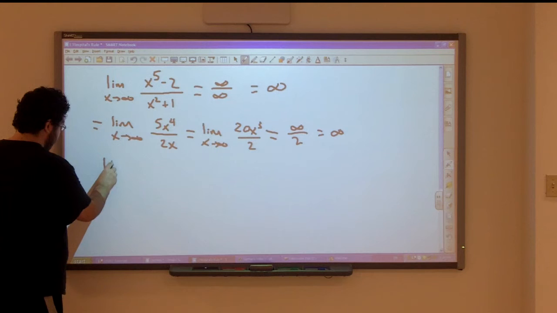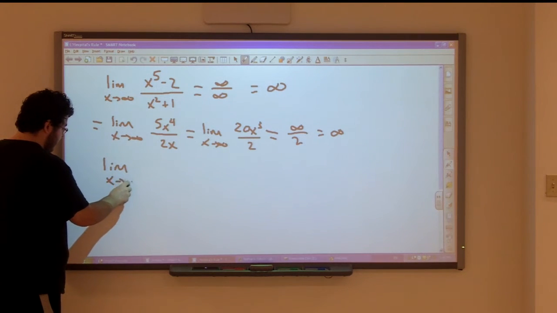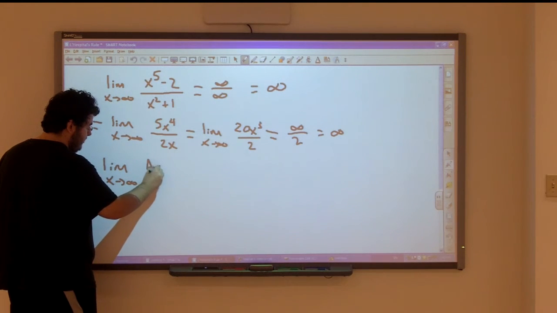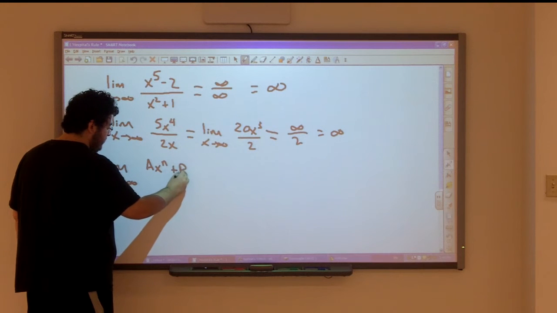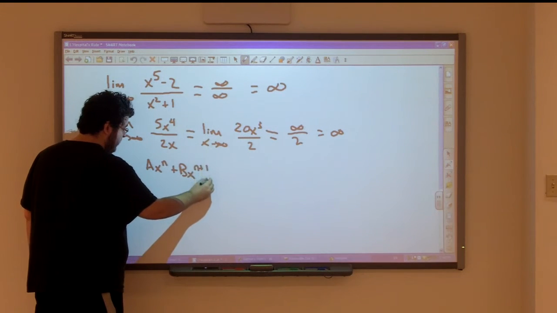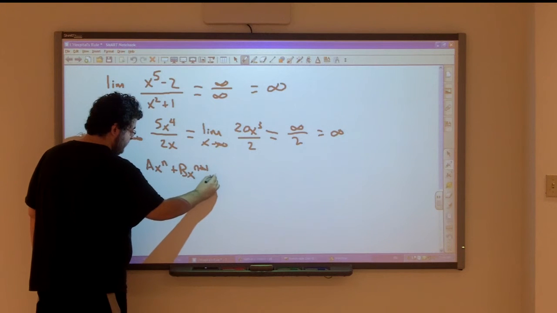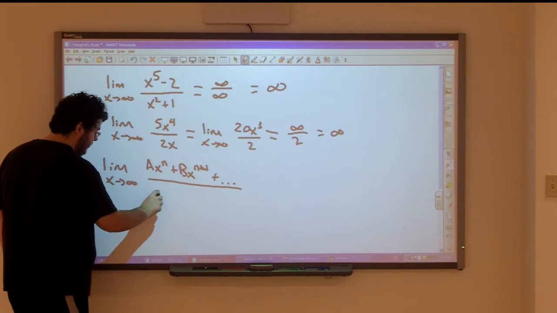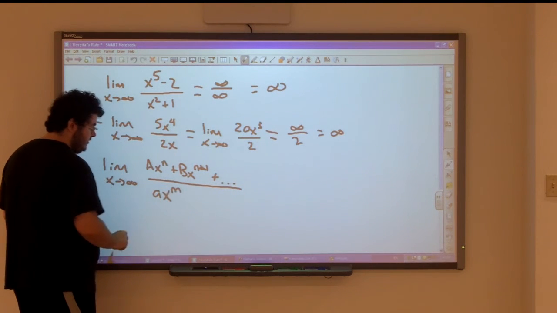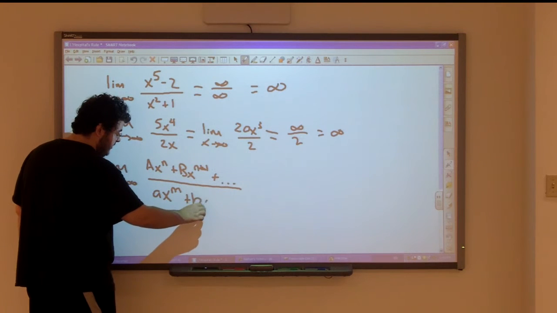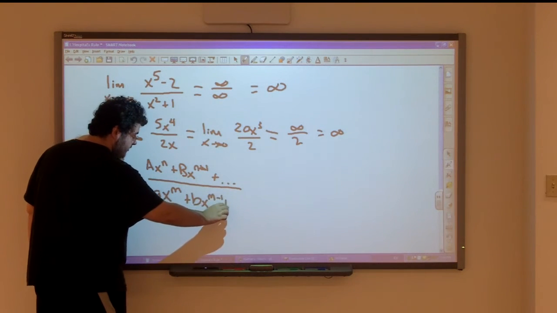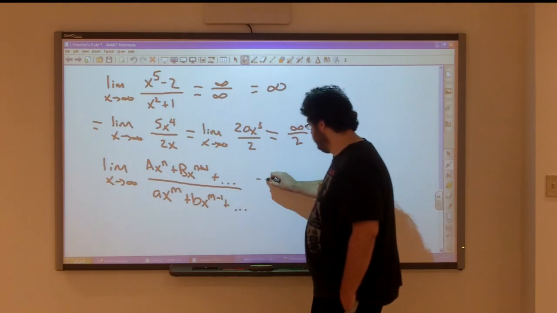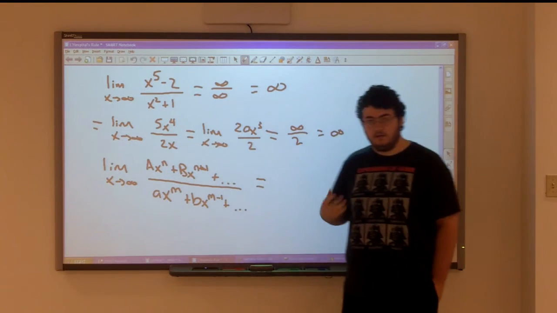Well, in general, when you have an infinite limit of some polynomial, a x to the n plus b x to the n minus 1, and so on, divided by, say, lowercase a, x to the m, where m is a different power, plus b, x to the m minus 1, and so on. There's a general rule. And that rule comes from L'Hopital's rule. You take the derivative over and over until you get to an answer.